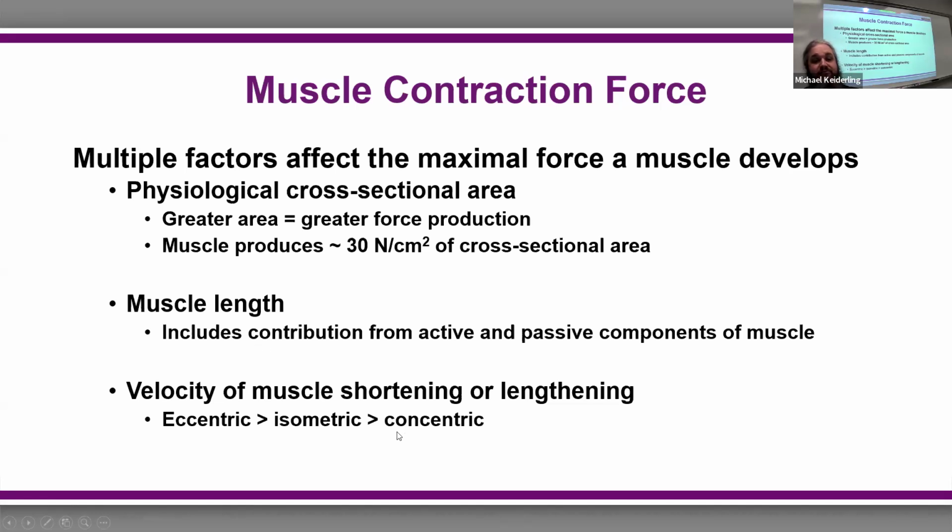Now, the length can also have an effect. There's a contribution from active and passive components of a muscle. There's a length that's optimal for generating force, but there's also some passive effects from the stretching out of the muscle. And the velocity of the muscle shortening or lengthening can affect the strength. Eccentric is greater than isometric, which is greater than concentric. We'll go over this as well.